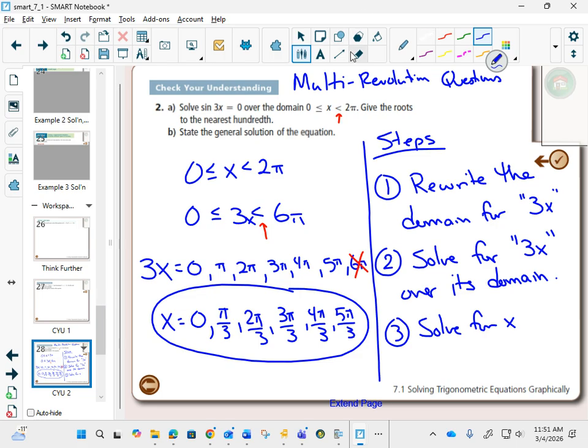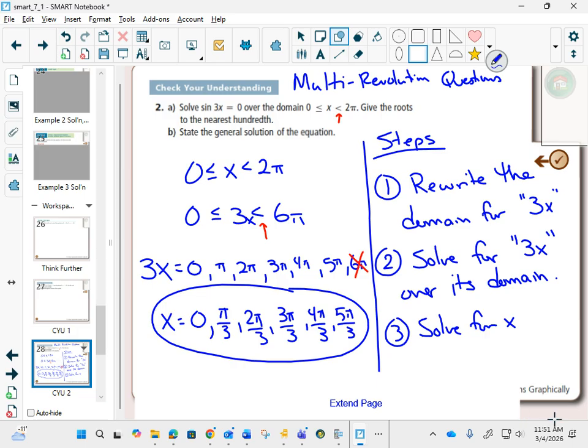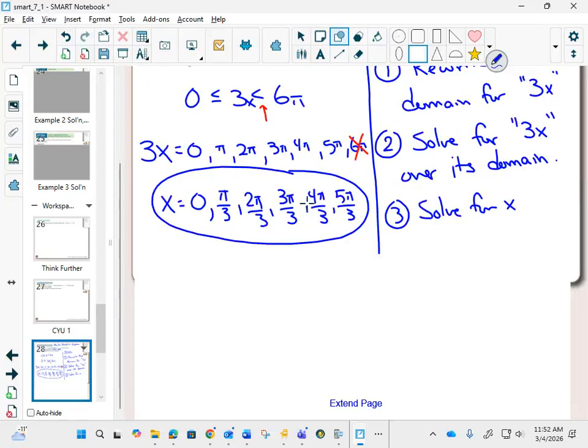Then part B says, you found your answers. I know it said state to the nearest hundredth, but we didn't even need our calculator. Exact values are always better. Anyways, what were our steps for the general solution? Our steps for the general solution were solve between 0 and 2 pi. We've done that.